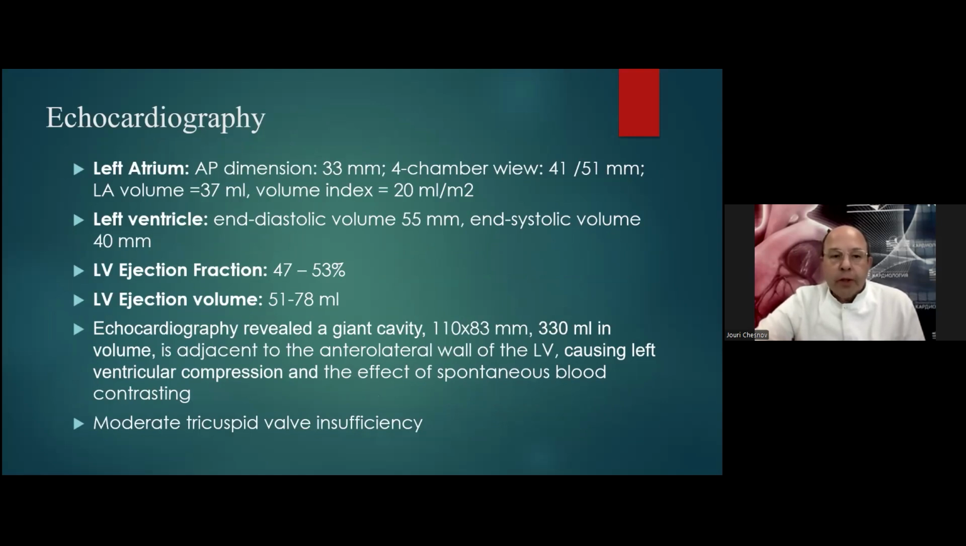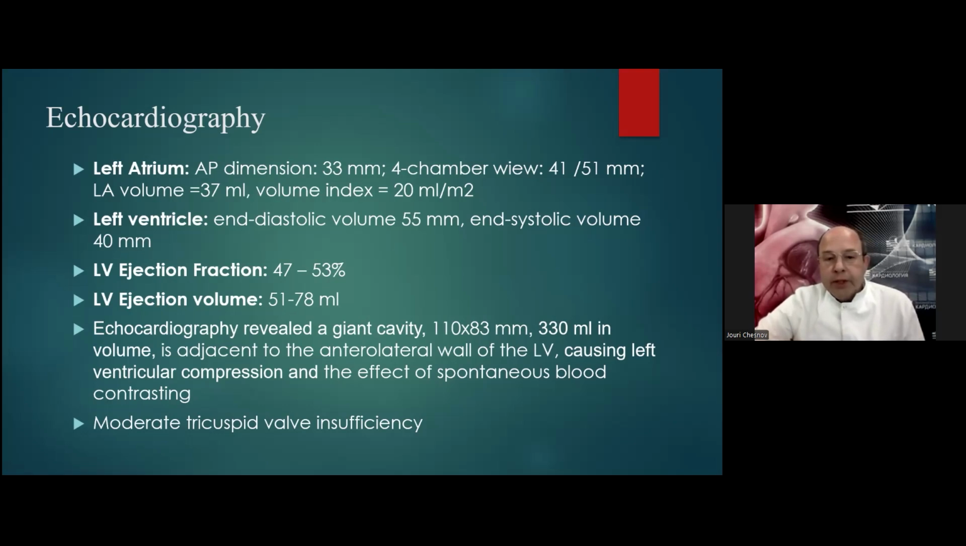On the echocardiography, left atrium mostly was within normal limits, anteroposterior dimension 33 millimeters, left atrial volume 37 milliliters, left ventricle end-diastolic dimension 55 millimeters, and end-systolic dimension 40 millimeters. Ejection fraction of left ventricle was a little bit lower than normal limit, 47%, due to dysfunction of the walls of left ventricle, and we think because of rhythm disturbances. Left ventricle ejection volume was from 51 to 78 milliliters.